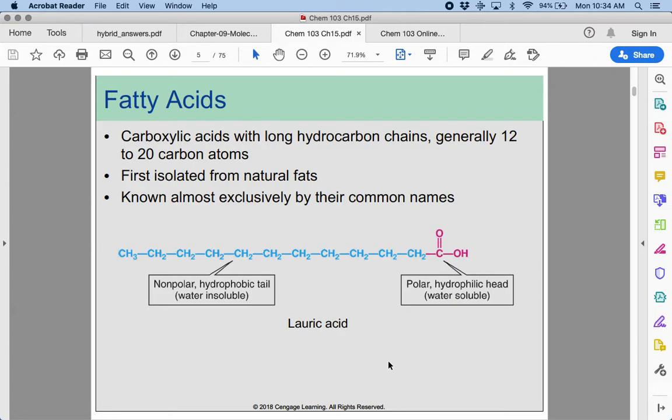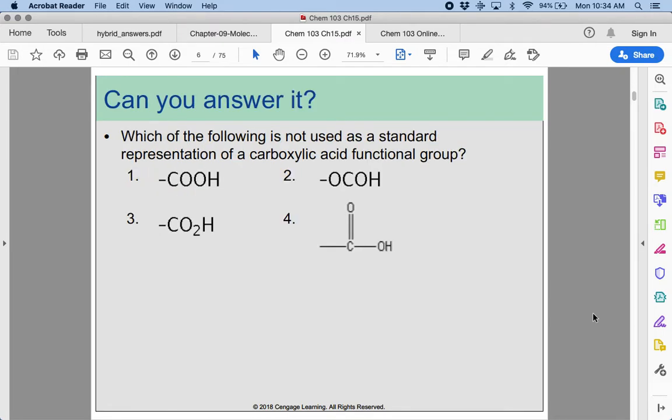Just understand that, especially when we get to our biological section, we end up using a lot of common names. The other thing to look at is the polarity of this molecule. We have a polar head. You could think of this as the head of a little tail. Here's the head, here's the tail. The head is polar and water soluble, and the tail is hydrophobic. This is all hydrocarbon, so this is non-polar. So we have a water soluble head and a non-water soluble tail, and this will be important when we talk about things like soaps. So go ahead and answer this question.